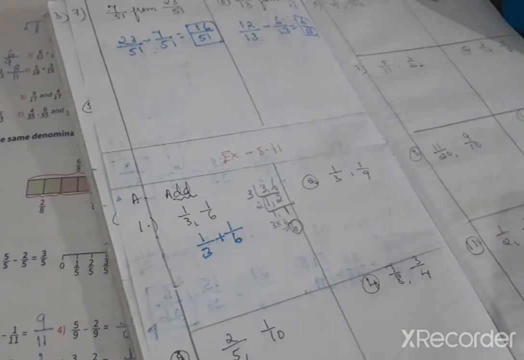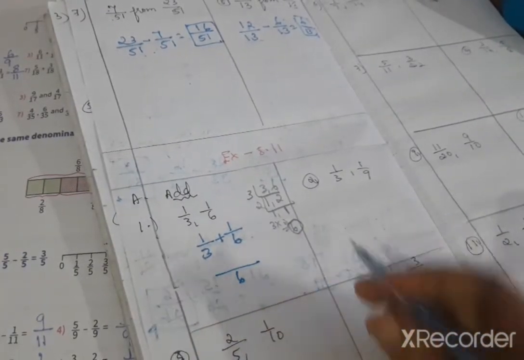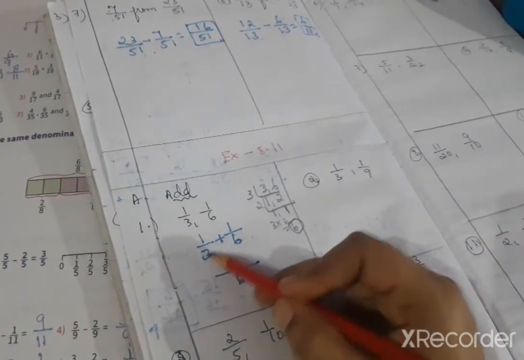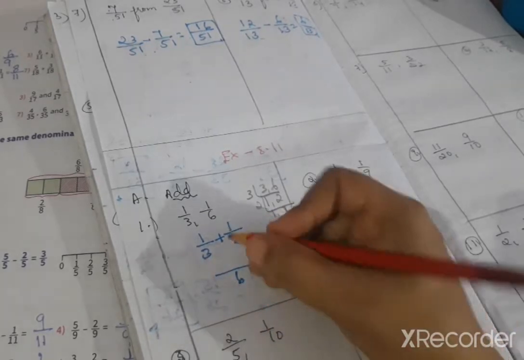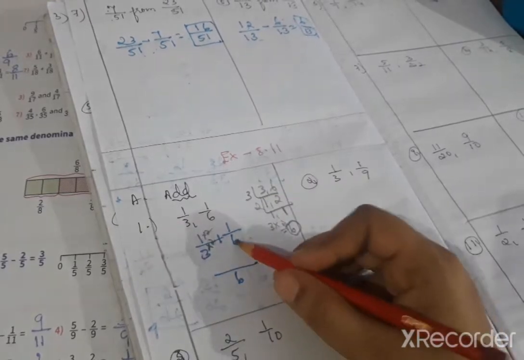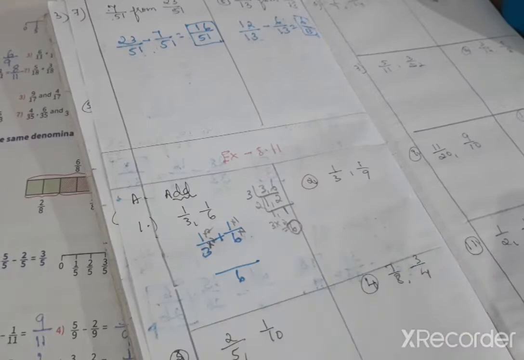LCM is 6. Now we have to write the LCM value 6 here and equalize the denominators. Denominator 3, common LCM of 3 and 6 is 6. Then write, 3 how much are 6? 3 twos are 6, same 2 we have to multiply up. 6 how much are 6? 6 ones are 6, same 1 we have to multiply up.